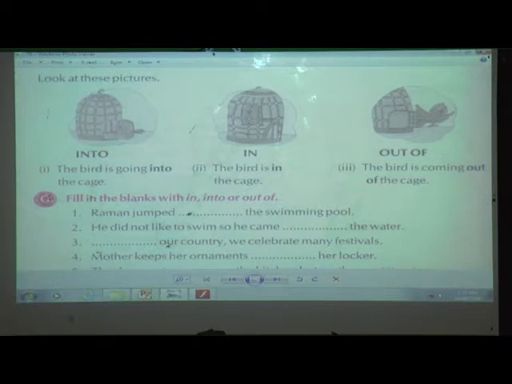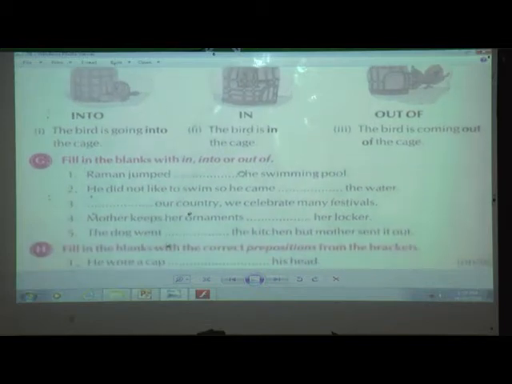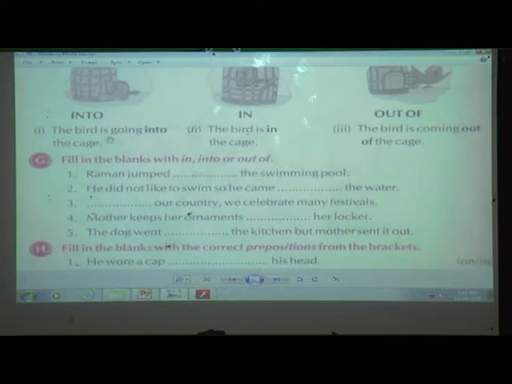Okay, so what is the first sentence? The bird is going into the cage. The bird is in the cage. And the third sentence is, the bird is coming out of the cage. Got it? Now depending upon these prepositions, we will see how we have to fit them in the sentences. Filling the blanks with in, into or out of.